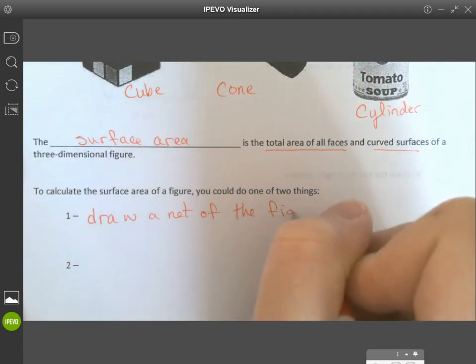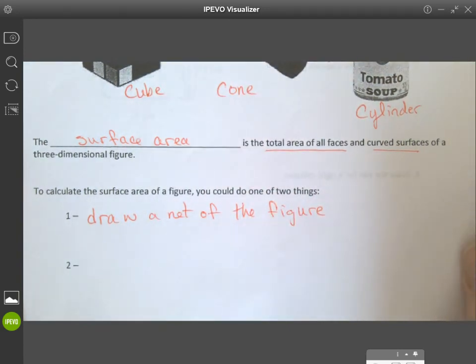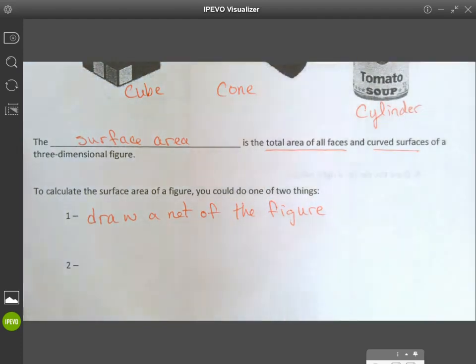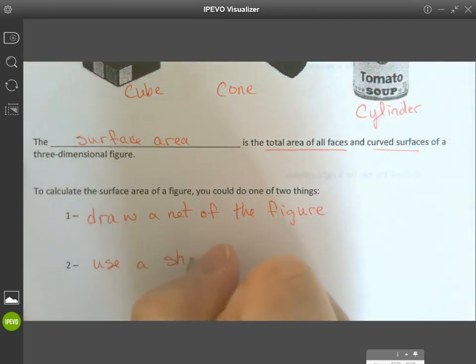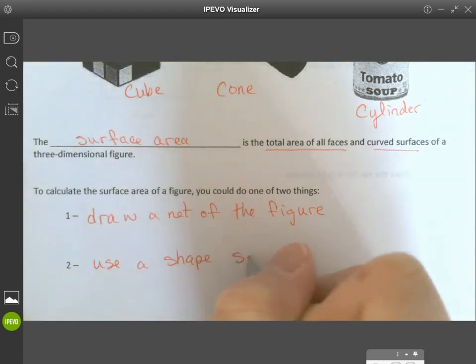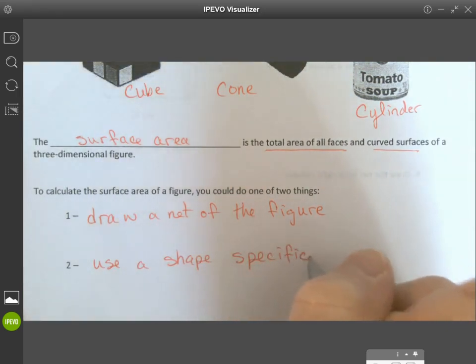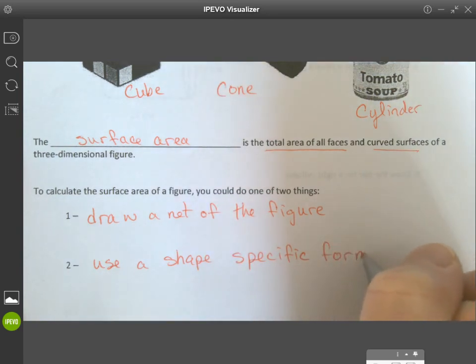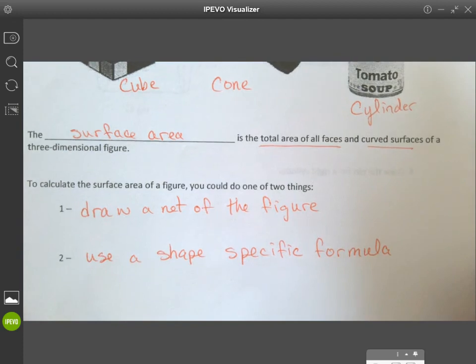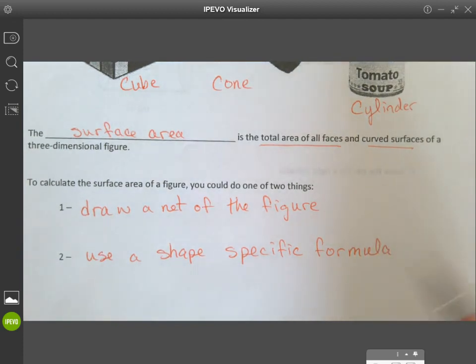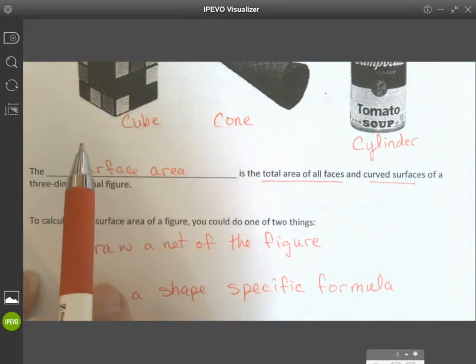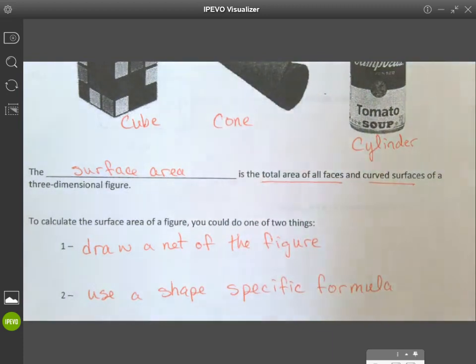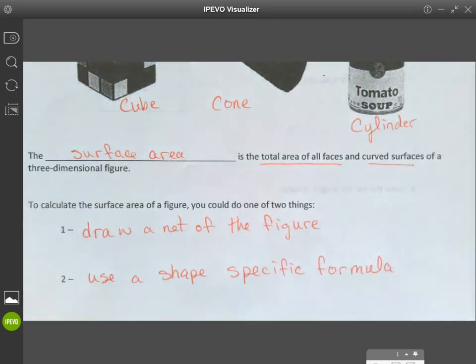Now, the nets are when you basically unwrap it. It's what we cut out yesterday and folded up. So one is draw a net of the figure and look at each specific side, each piece, each shape. The second is to use a shape-specific formula. And there are some that we have formulas to. Honestly, the third way would be to visually look at it and say, okay, I have a cube, so I'm not going to draw the net, but I'm picturing that I have 6 of the same sides. With the cylinder, I can sort of picture what I have and think about it, but the nets really do help sometimes.